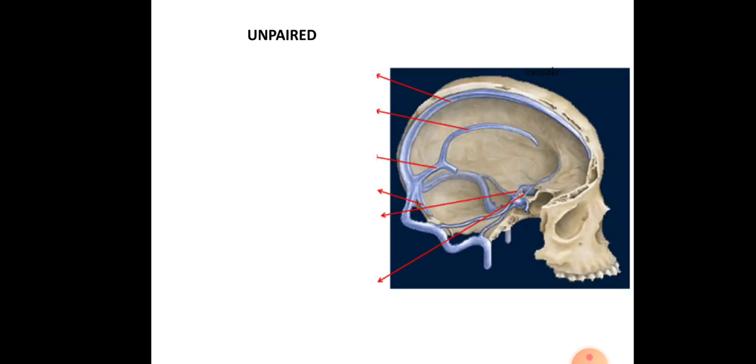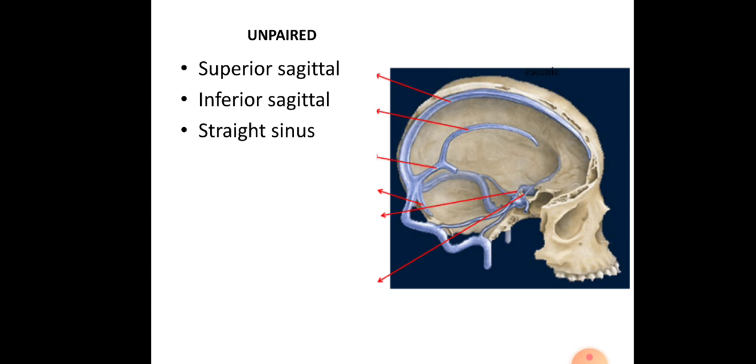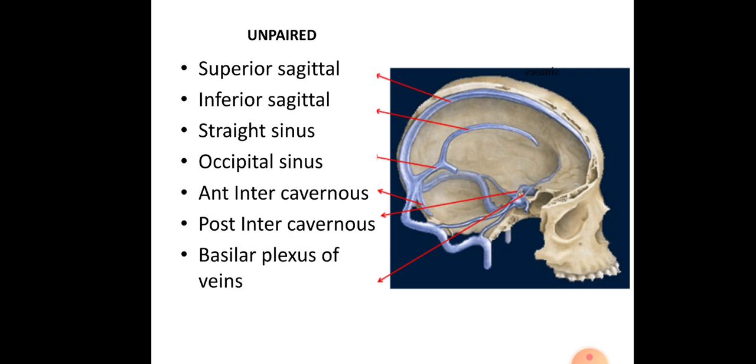So these are the unpaired sinuses. You can see this is a mid-sagittal section, with an imaginary drawing. In the midline, above, you can see the superior sagittal sinus, inferior sagittal sinus, then the straight sinus. Lower down is the occipital sinus. We will come to all these later. Anterior intercavernous, posterior intercavernous and basilar plexus. All these are the unpaired sinuses. You should remember all these occupy the mid-sagittal plane.